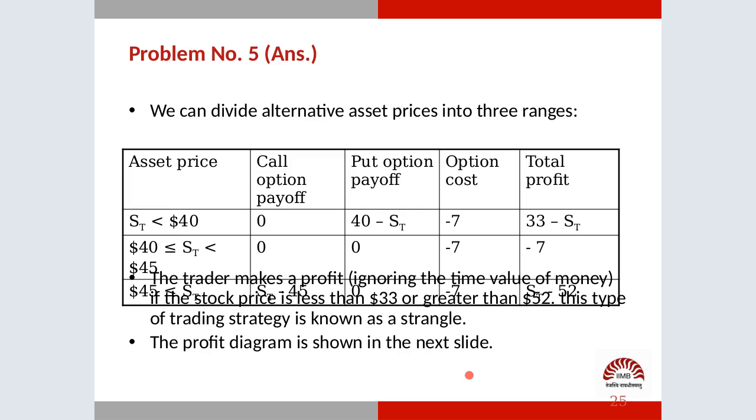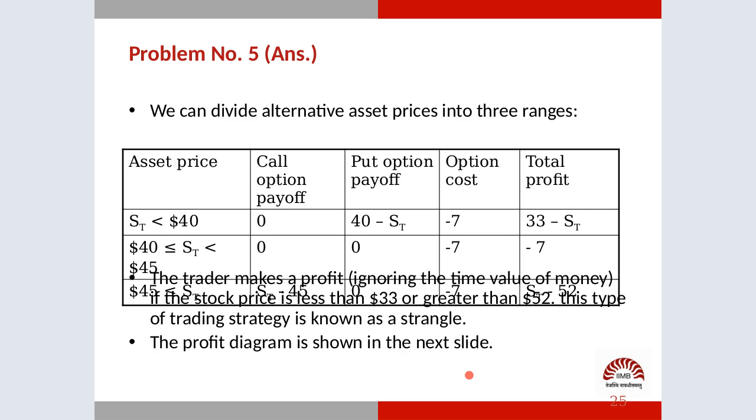Sorry, I don't know why this has happened. The table has got mixed up, but this is exactly what has happened. Asset price is less than 40. The payoff from the call option is 0. Put payoff is... Oh, no, no. You are right. I was doing it on one side, but the two, you are right. It is 33 and 52. My mistake, because he's paid both the premiums. I'm sorry. He's paid both the premiums.